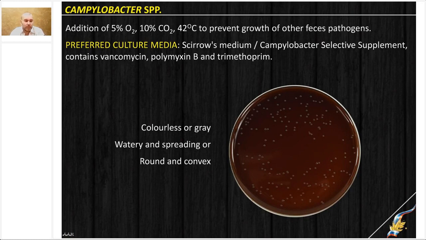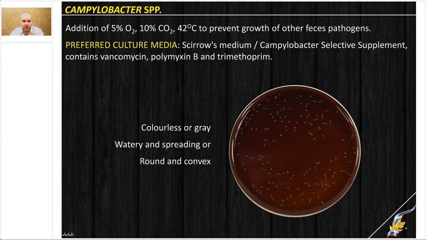intestinal disorders. As we said, bacteria should be cultivated in conditions with a decreased amount of oxygen, about 5%, and an increased amount of CO2. And actually, bacteria can survive up to 42 degrees Celsius, and it's preferred to cultivate bacteria at that temperature because other fecal pathogens will be inhibited and destroyed by that temperature, but Campylobacter will survive.